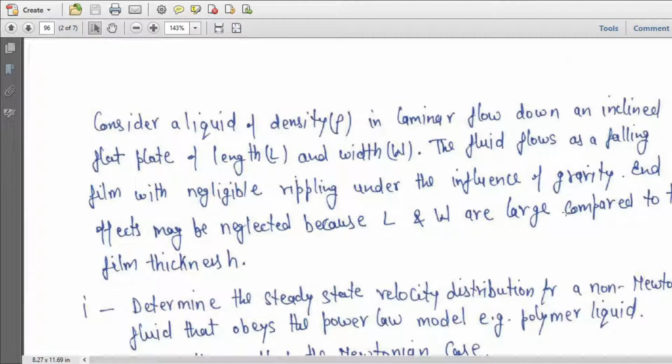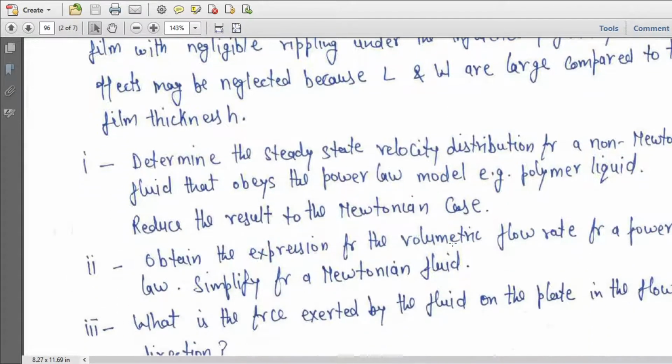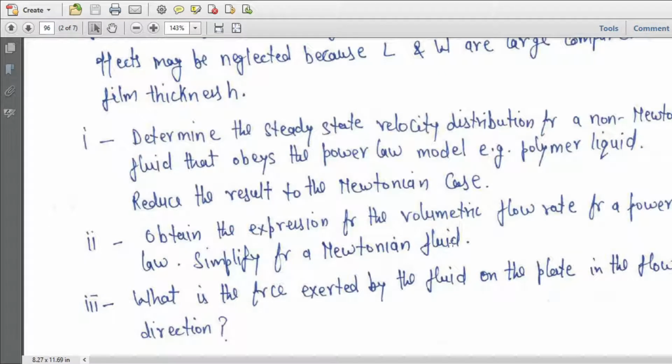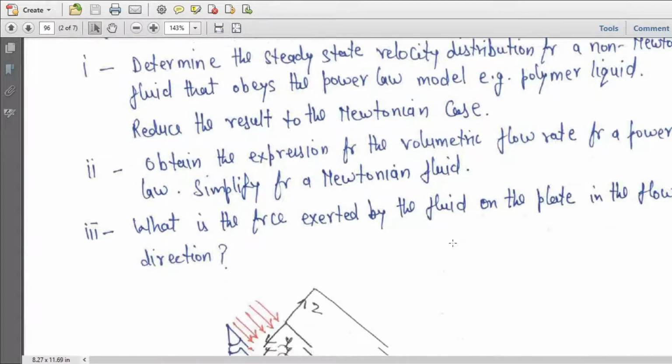First, determine the steady state velocity distribution for a non-Newtonian fluid that obeys the power law model, for example polymer liquids. Reduce the result to the Newtonian case. Second, obtain the expression for volumetric flow rate for a power law fluid. Simplify it for a Newtonian fluid. Third, what is the force exerted by the fluid on the plate in the flow direction?